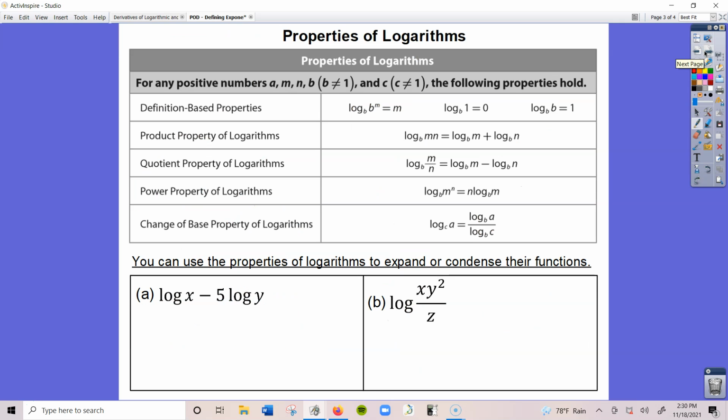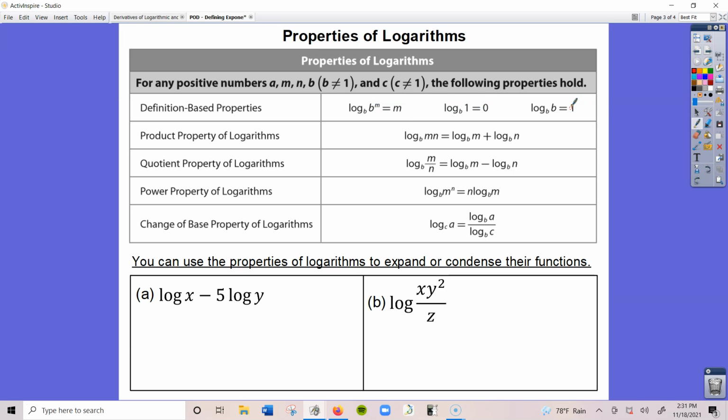Now we're going to look at properties of logarithms because this we are going to be using in our lesson for derivatives. So our properties of logarithms are ways that we can get our logarithmic expression and either condense or expand. So these are those properties. This is what we've been looking at already.